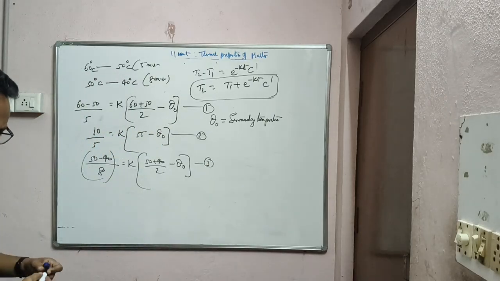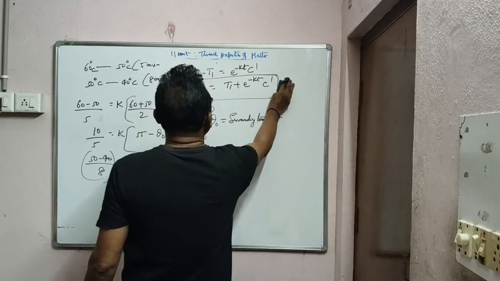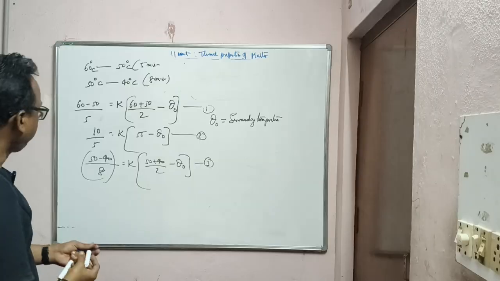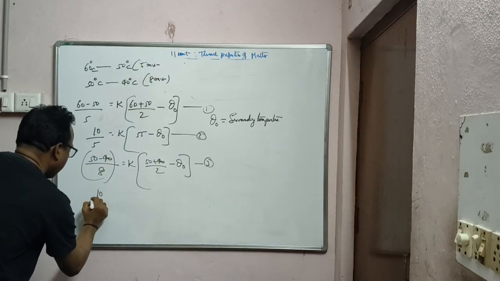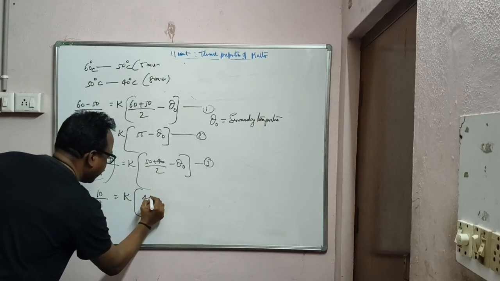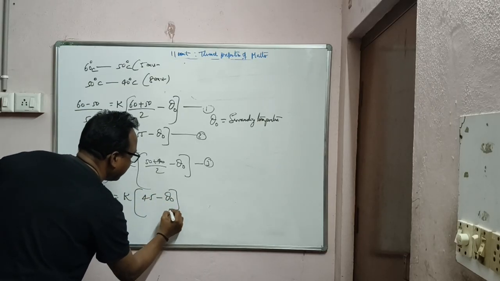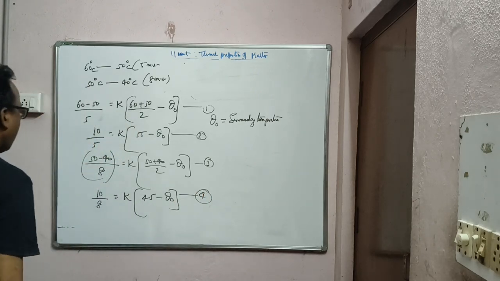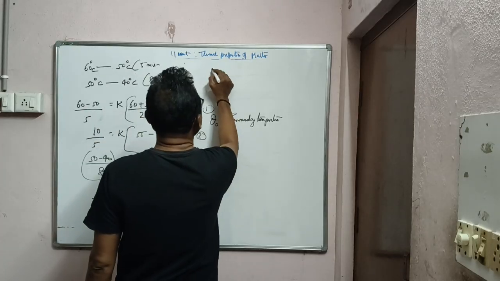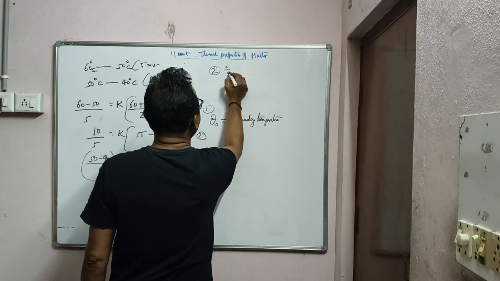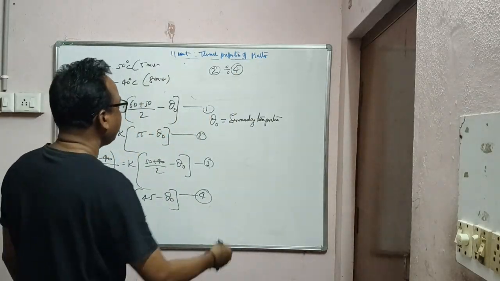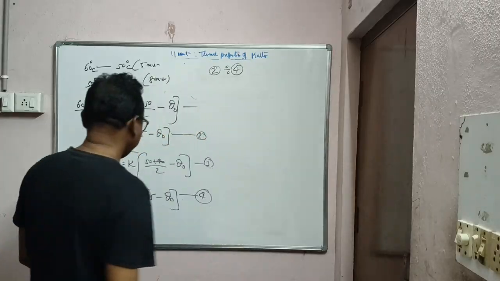Note it down, the problem is done. Clear? See, while doing the problem you should know the concept completely. So 50 minus 40, again 10/8 is equal to constant into (50 plus 40), 90/2 which is 45, minus theta 0, equation 4. Now divide equation 2 by 4. Let's do equation 2 divided by 4, you'll get the surrounding temperature, the final answer.